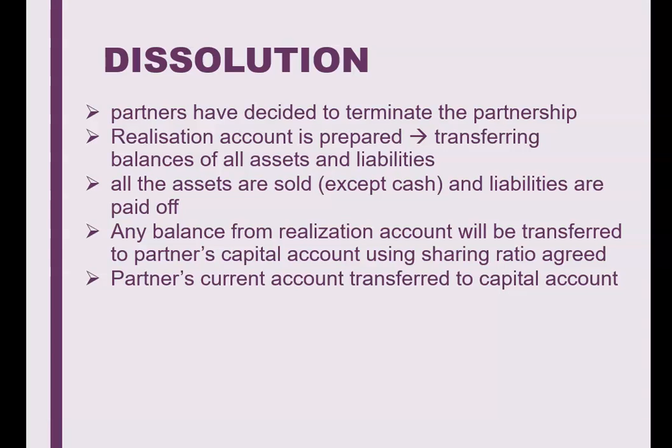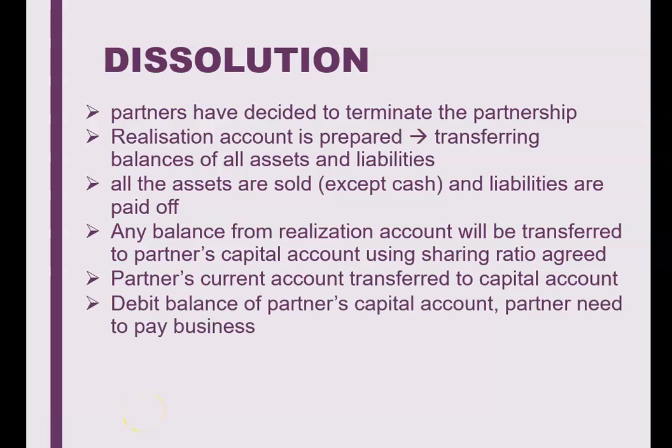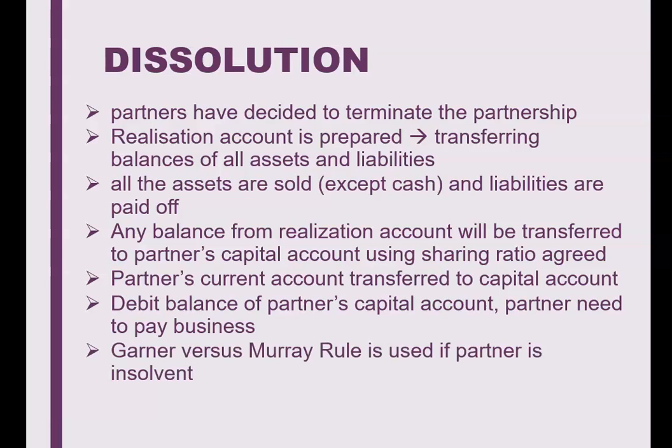Then any balances from the partners' current accounts will also be transferred to the capital accounts, just like the balances from the realization account. If you have a credit balance, that means the business still has money to pay to the partners. However, if the partner's capital account has a debit balance, the partner needs to pay the business, which means you don't have enough cash to pay all the debts.